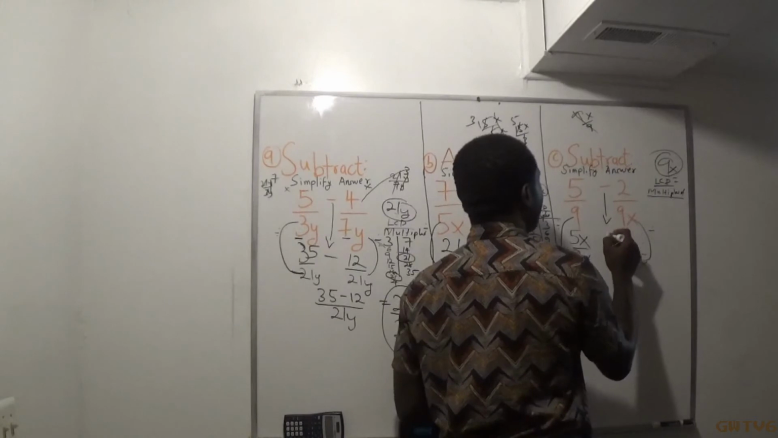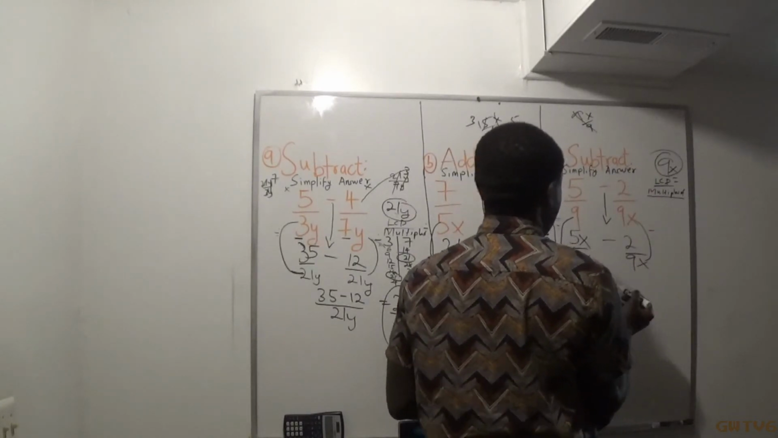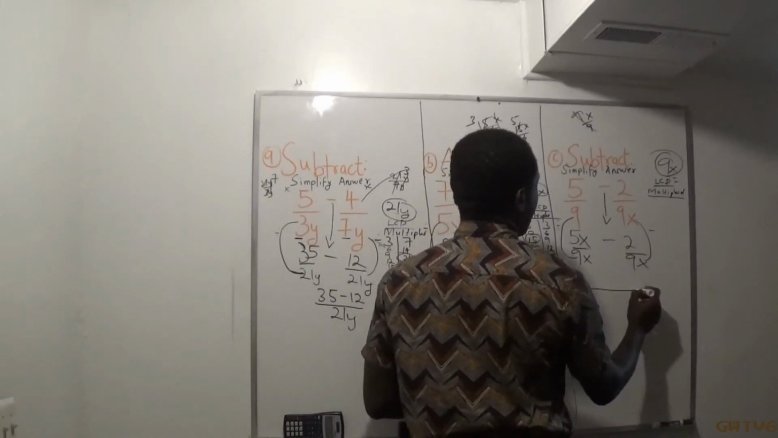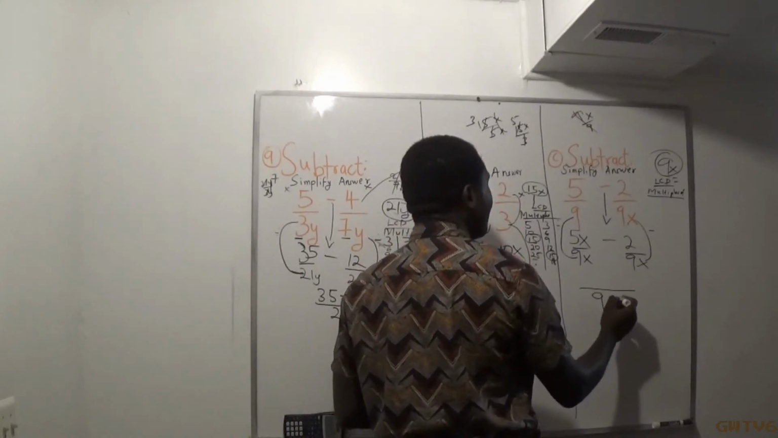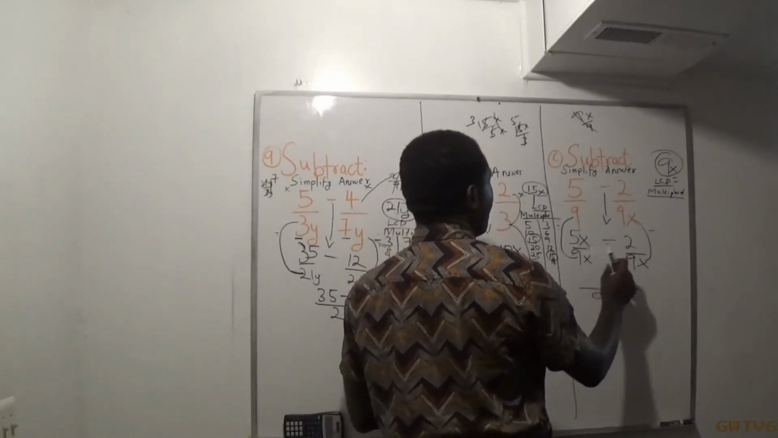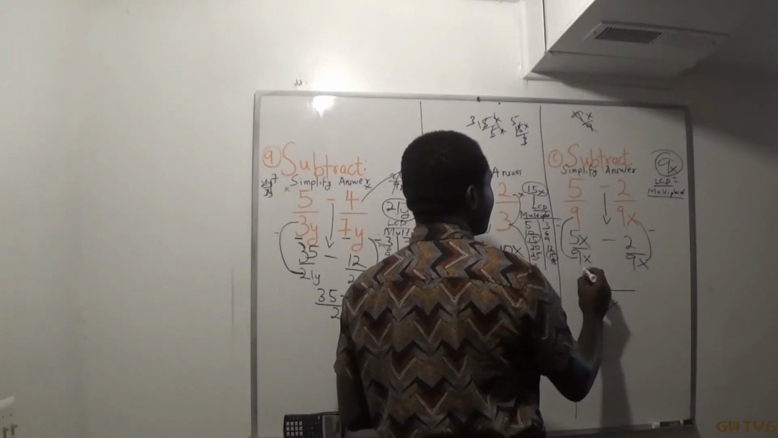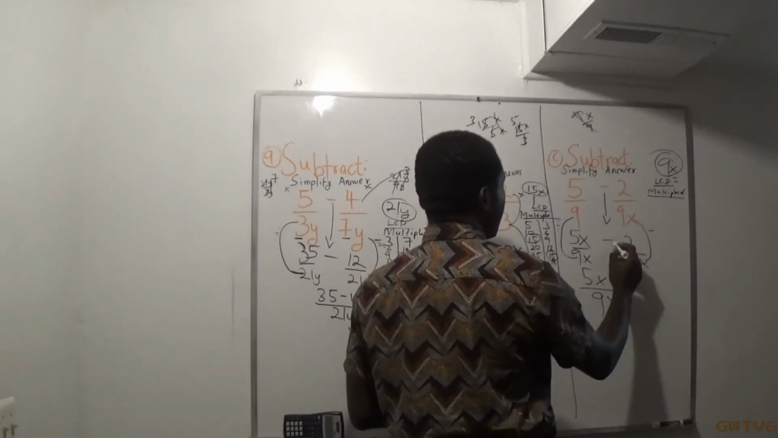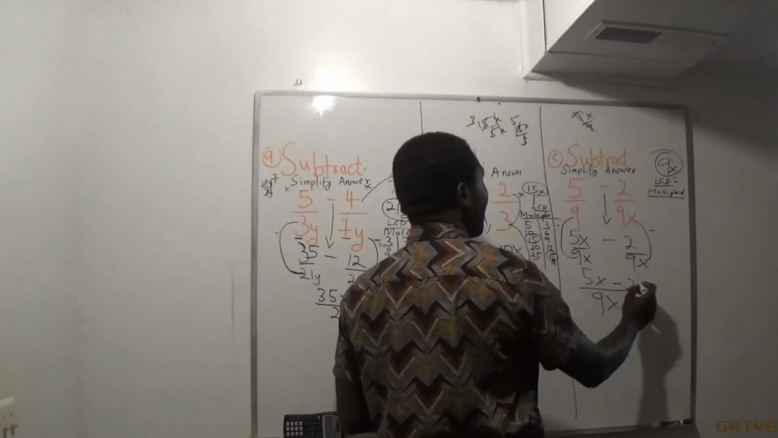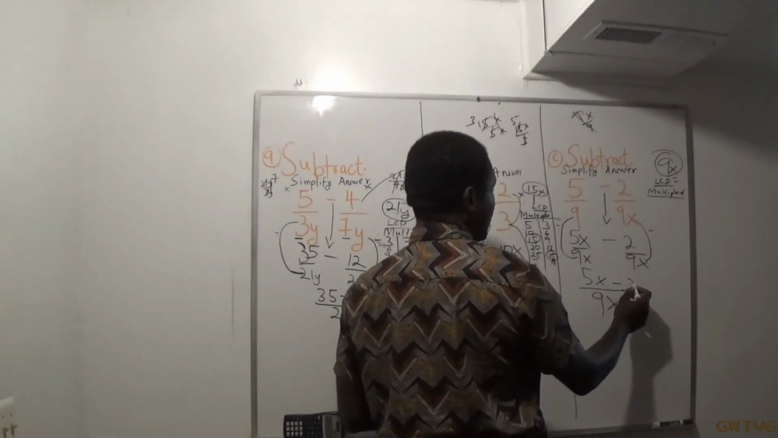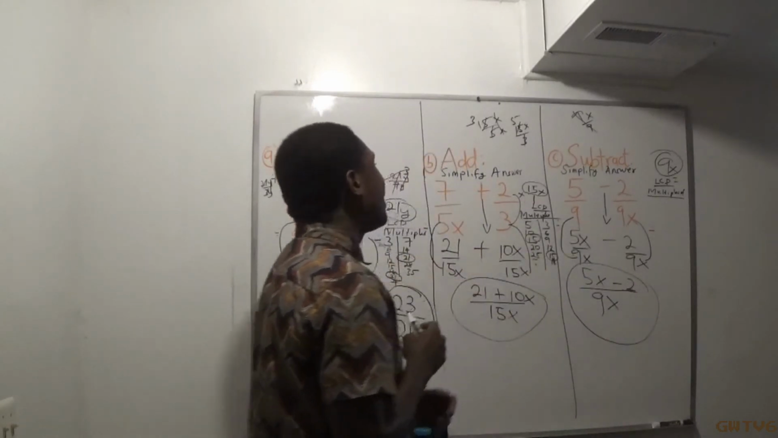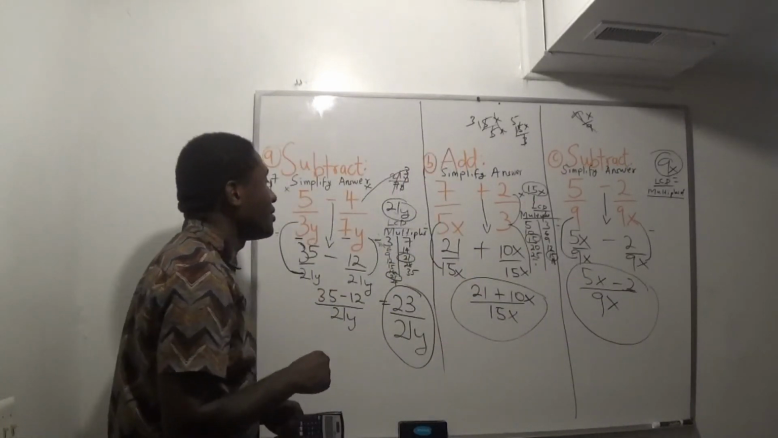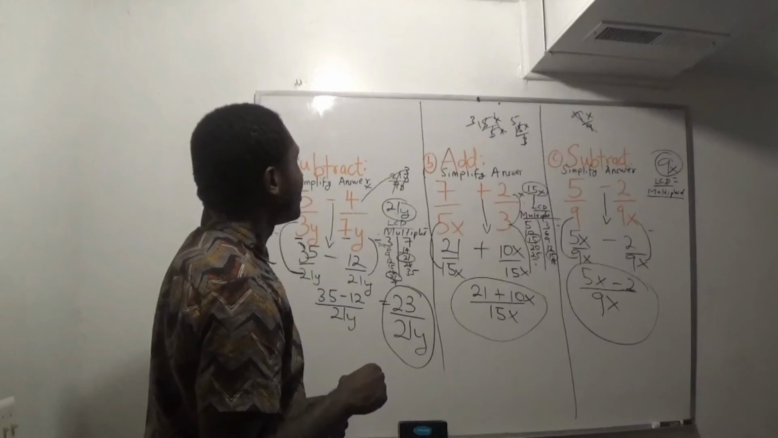I bring down the minus sign. So now the denominators are the same, so I can just copy one of them and then I just combine the top. So I got 5x minus 2. These two are not like terms, so I cannot combine them, so it will stay like that, and of course that would just be my answer. And that's it.